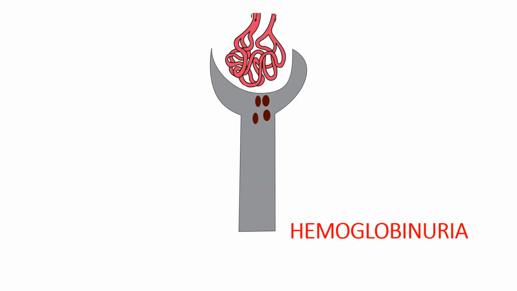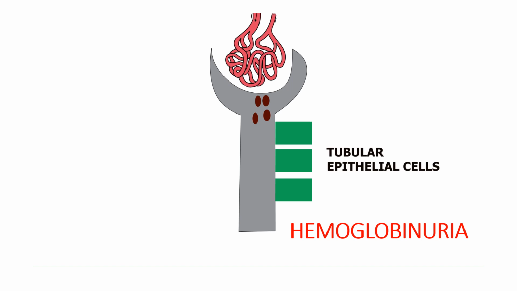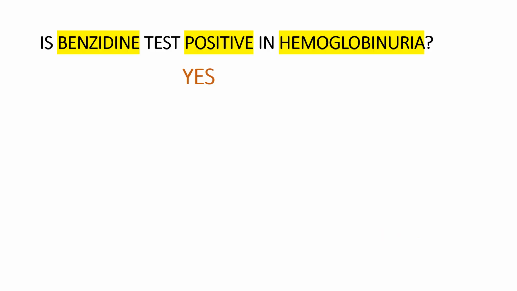Some of this hemoglobin will find its way into the glomerulus, and because hemoglobin is very small compared to the RBC, it is easily passed by the size barrier. It eventually passes into the tubule and comes out in the urine, and this is called hemoglobinuria. Now I'll ask you a question: is the benzidine test positive in hemoglobinuria?